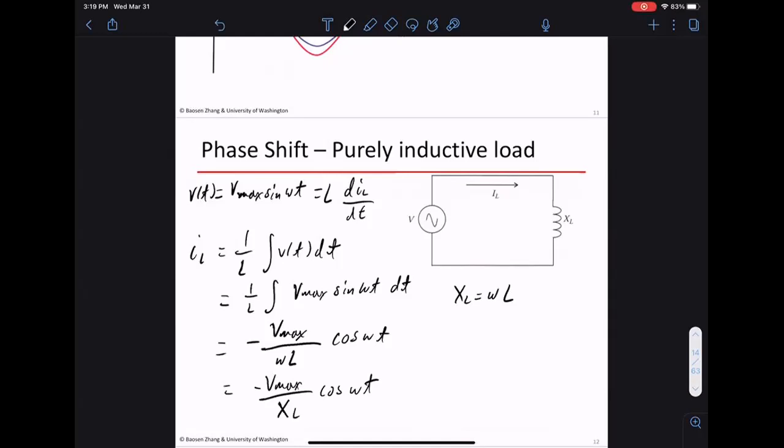All right. Here we have a phase shift. So v(t) and i(t) are not in phase. One is sine, one is cosine, one is negative cosine. So they're not in phase, but they do have the same frequency. Omega never changed. So the frequency is always the same, but they're not in phase anymore. Any questions about this?